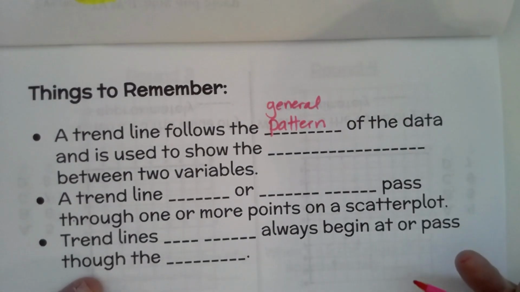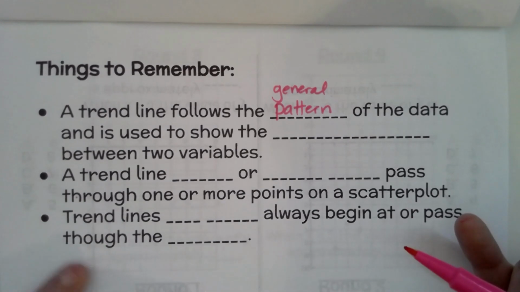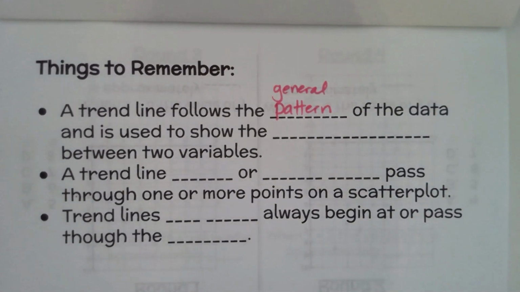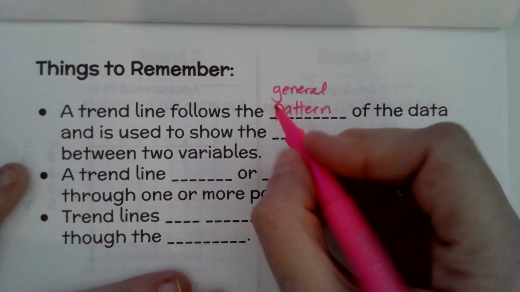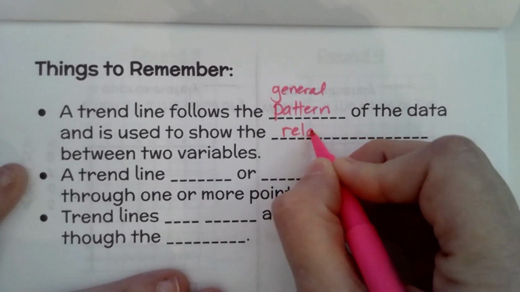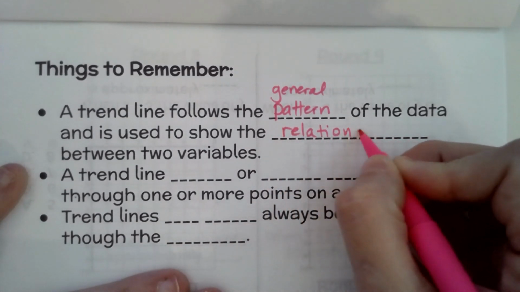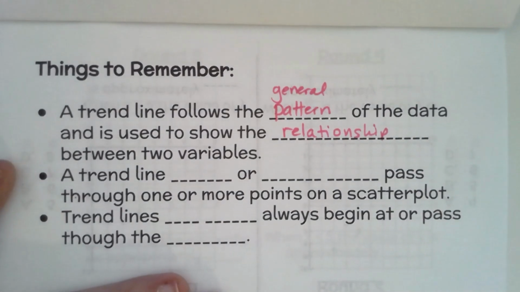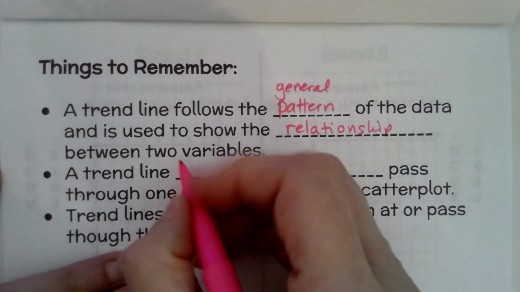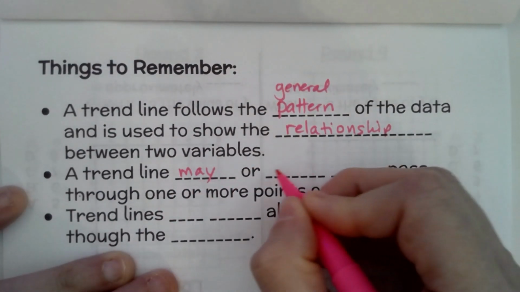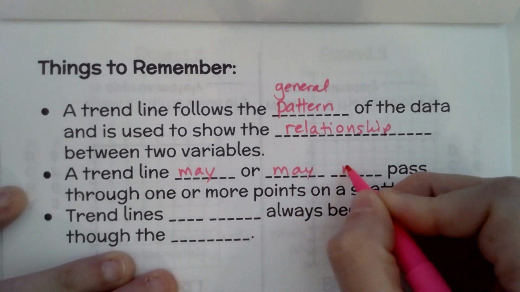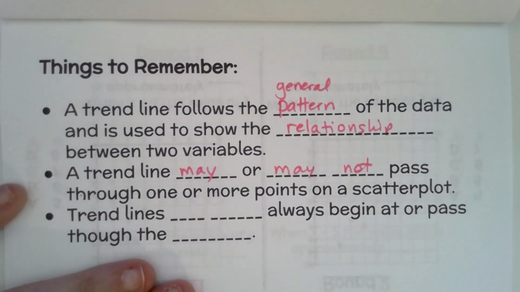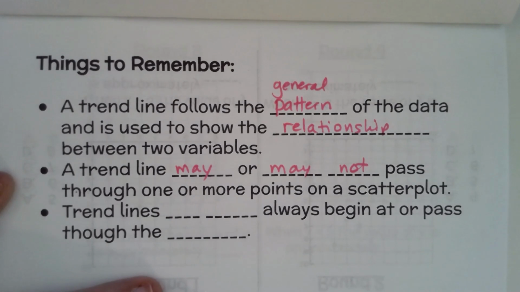Because what do we not do? So nice I said it twice. Don't make me say it 3 times. We do not connect the dots. Okay? And it's used to show the relationship between 2 variables. A trend line may or may not pass through one or more points on a scatter plot.